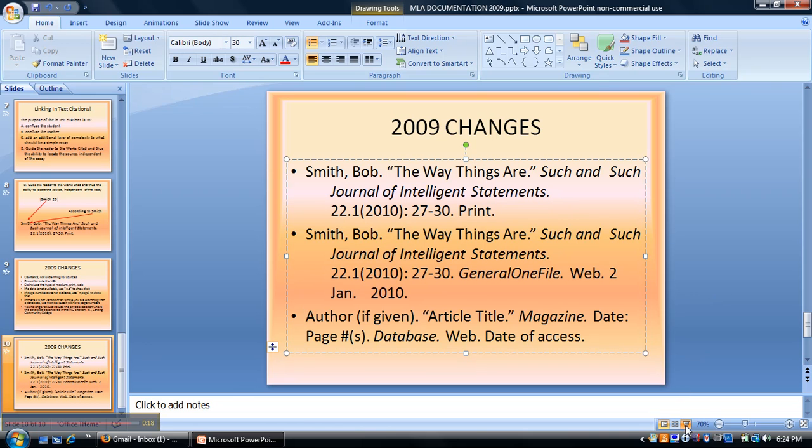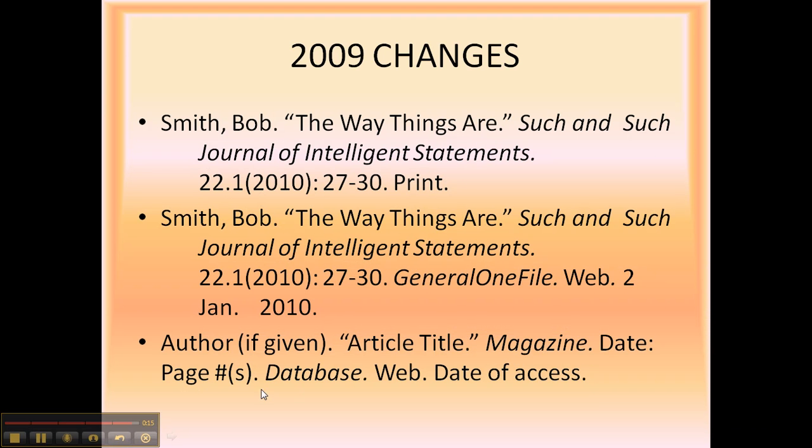And let's see, this last one is just kind of a template. Author if given, article title. If you don't have an author, then the next thing goes next, so it would be the article title. The magazine in italics, the date, the pages, the database, the fact that it's web.